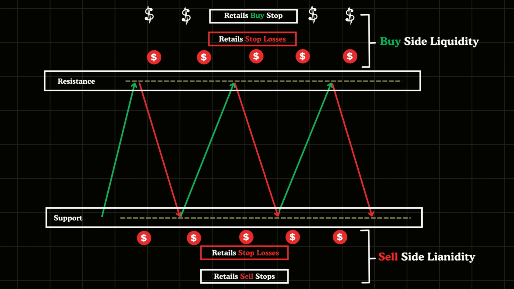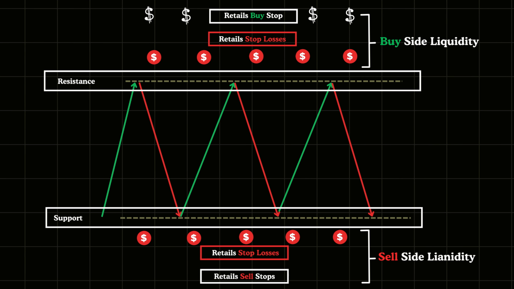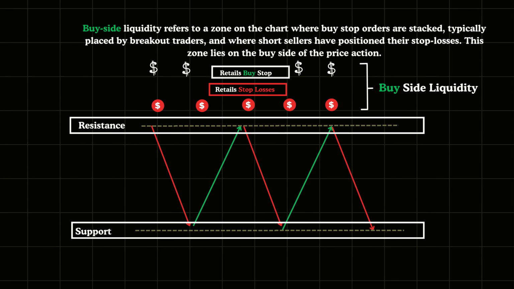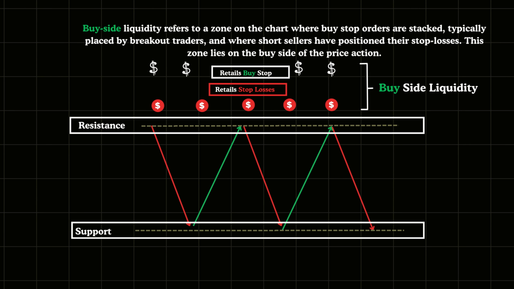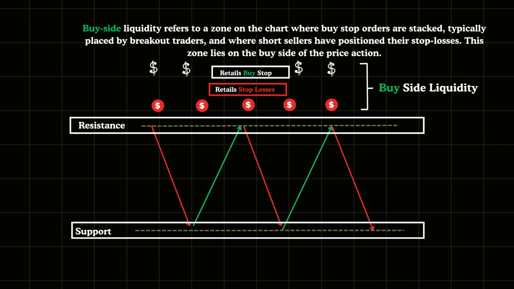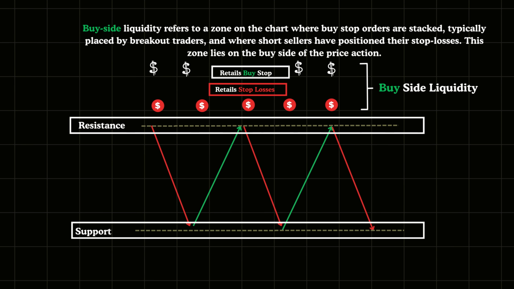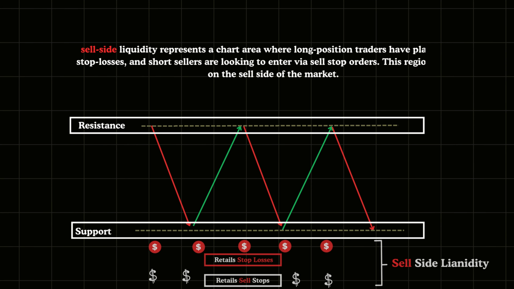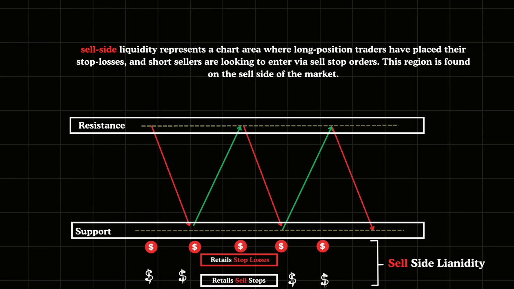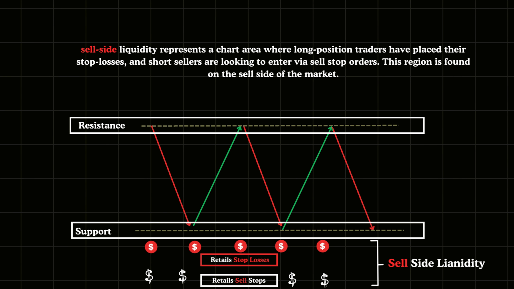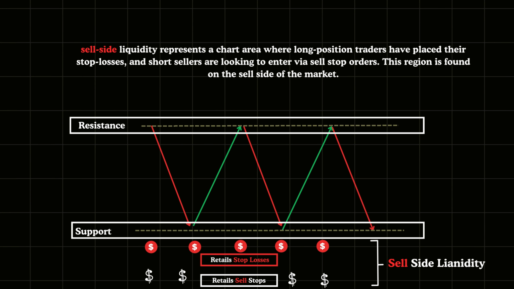Though they represent opposite directions, they fundamentally reflect the same market mechanics. Buy-side liquidity refers to a zone on the chart where buy-stop orders are stacked, typically placed by breakout traders, and where short sellers have positioned their stop losses. This zone lies on the buy side of the price action. On the flip side, sell-side liquidity represents a chart area where long-position traders have placed their stop losses, and short sellers are looking to enter via sell-stop orders. This region is found on the sell side of the market.